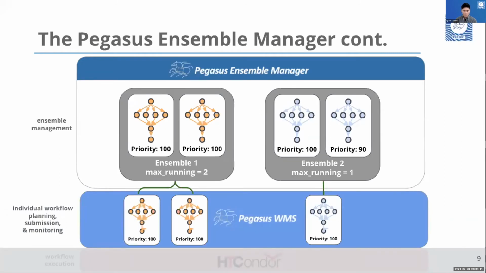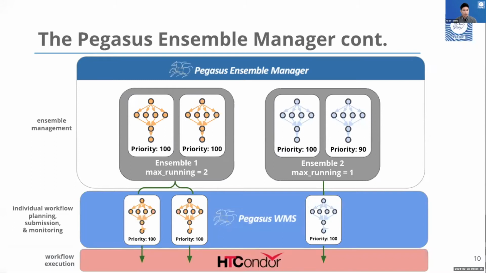So here we have three workflows that are going to be running at the same time, and that's because of these priorities and how max running is set. And once these workflows are planned and then submitted by Pegasus, HTCondor is going to handle the job execution, and do all the heavy lifting underneath.